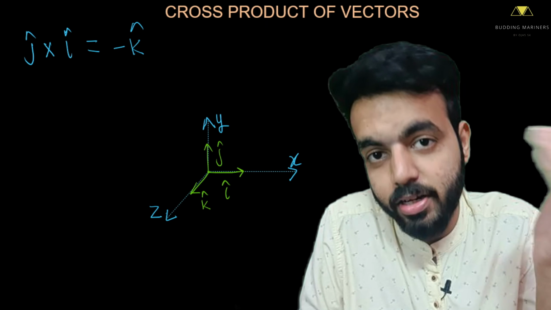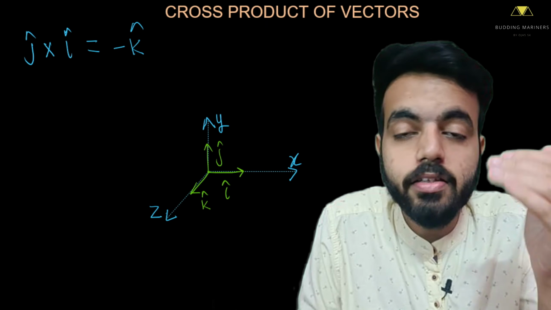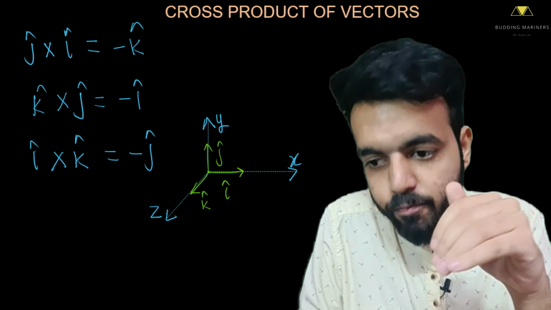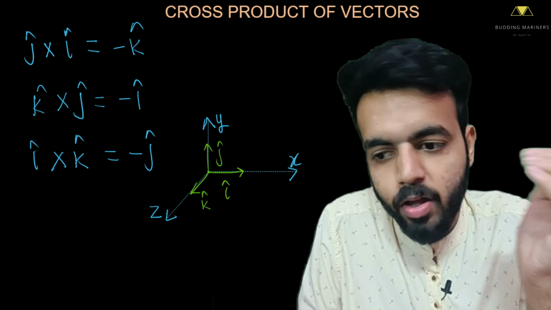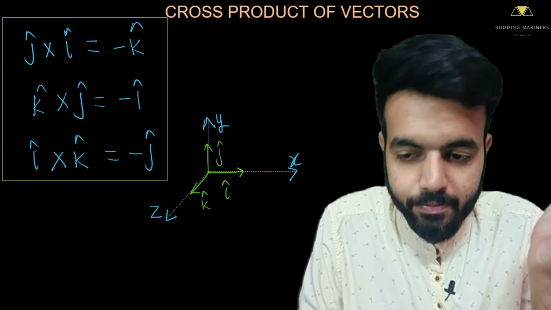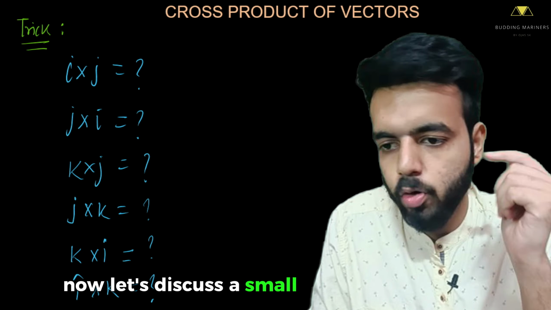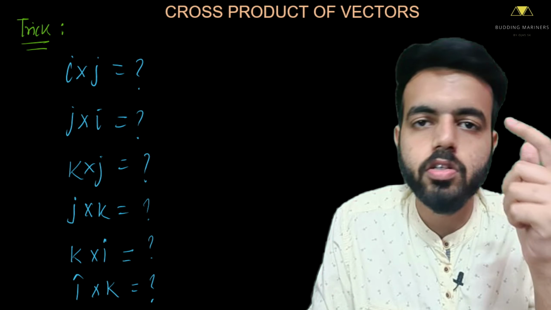I cross J was plus K. J cross I is minus K. So we can do the same for K cross J, we get minus I, and for I cross K we get minus J. So now let's discuss a small trick for calculating the cross products of unit vectors.